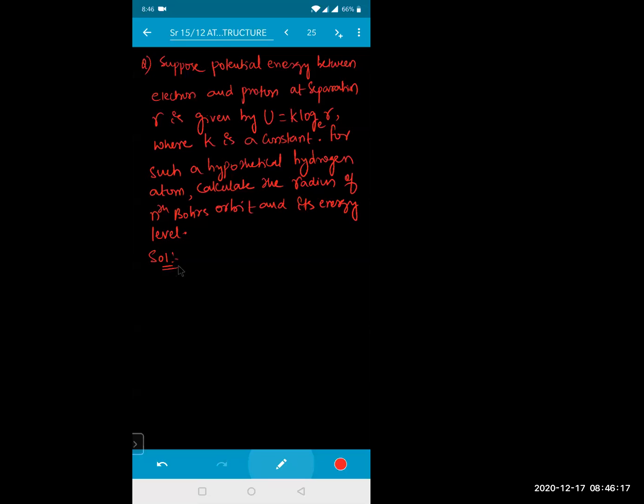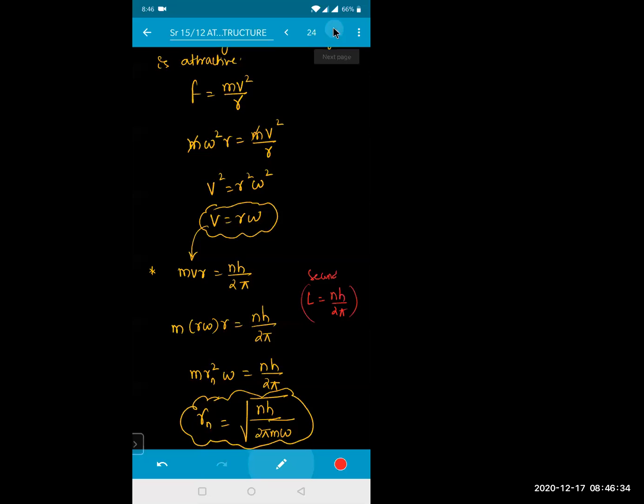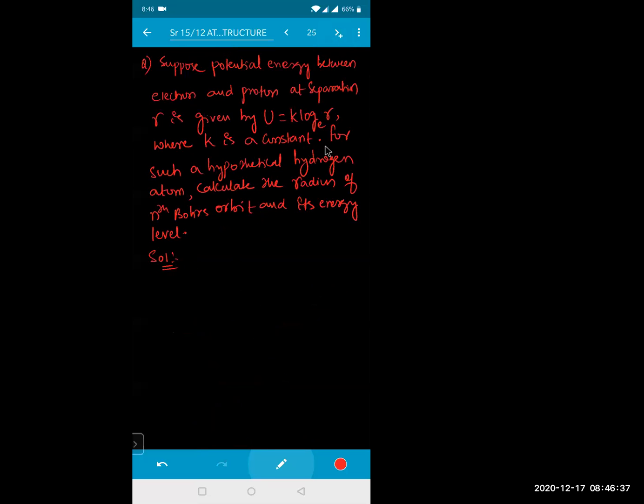So read the question and try to do it. Suppose the potential energy between the electron and the proton at a separation r is given by U. Like the previous one, what potential energy was given there? Potential energy was given as half m omega square r square. From that we did the force calculation. So what did we learn from the force? The kinetic energy. So where k is a constant, for such a hypothetical hydrogen atom, calculate the radius of the nth Bohr's orbit and its energy level. Radius you calculate, then use the same quantization condition, right?